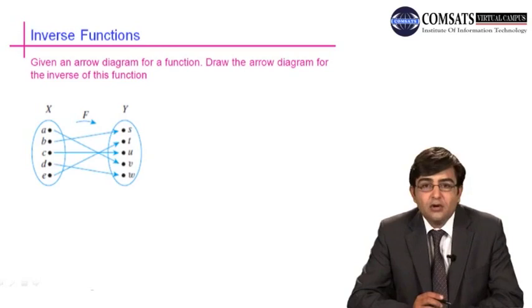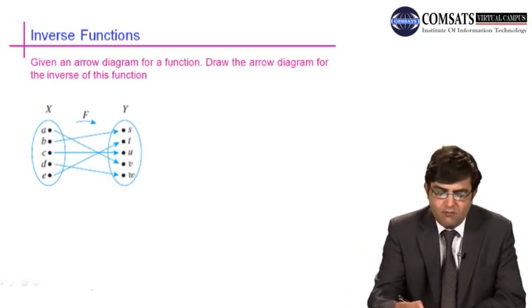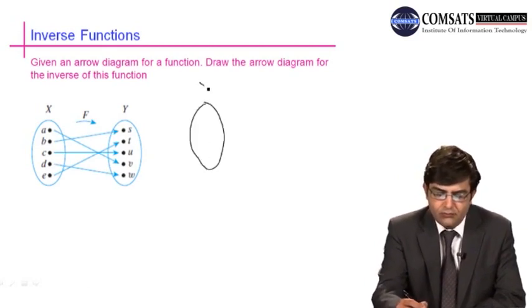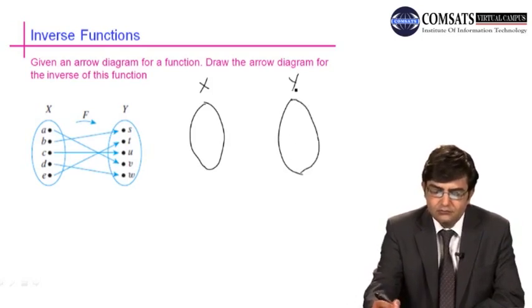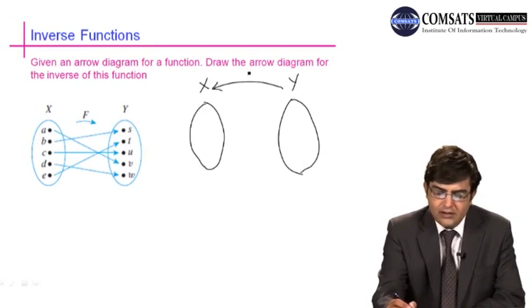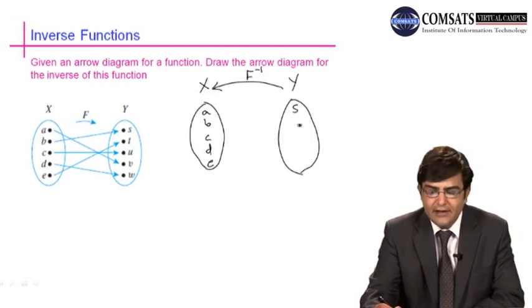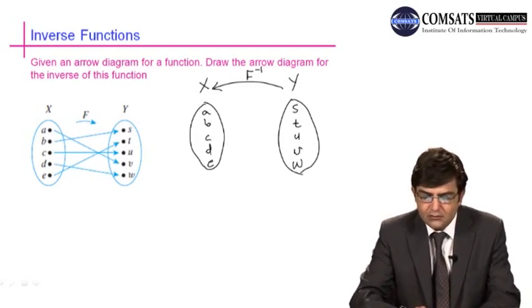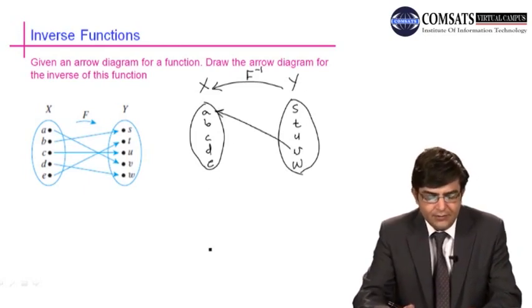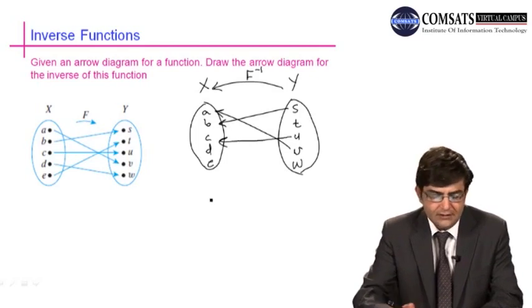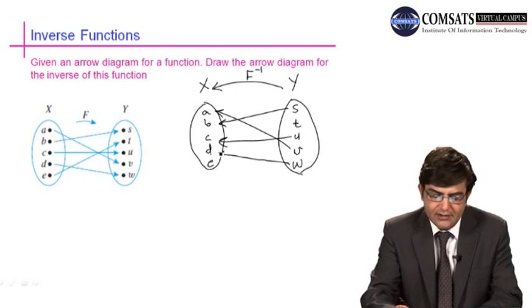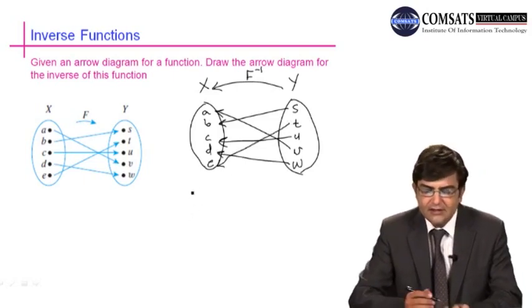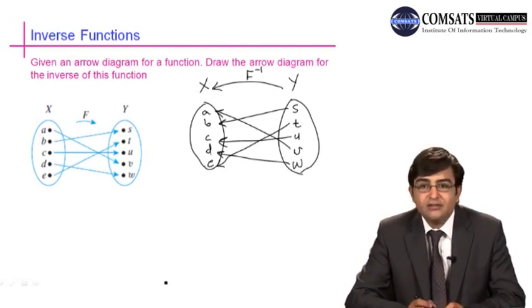We can draw the arrow diagram of the inverse of a function in two ways. First we write X, then Y, and we draw f inverse. Elements of X are a, b, c, d and e, and elements of Y are s, t, u, v, w. The image of a is v, so the inverse image of v is a. Image of b is s, inverse image of s is b. Image of c is u, inverse image of u is c. Image of d is w, inverse image of w is d, and for e, the inverse image of t is e. So this is how we can draw an arrow diagram of the inverse of a function.